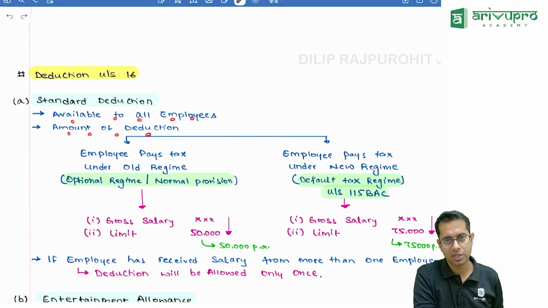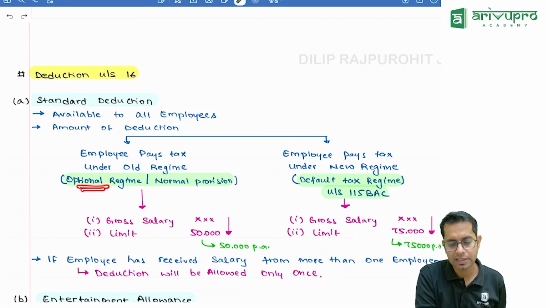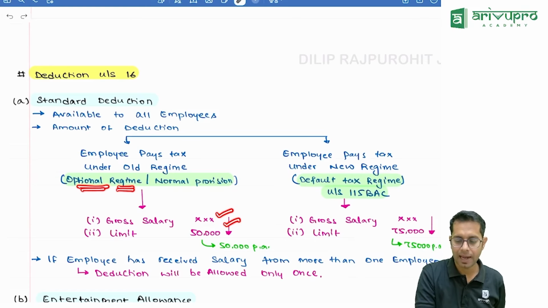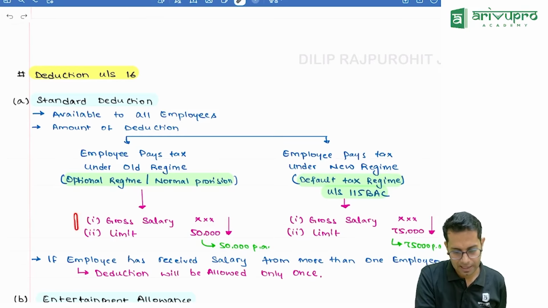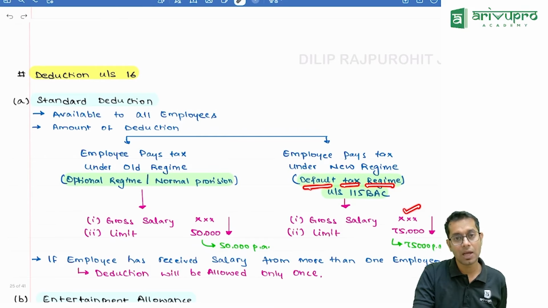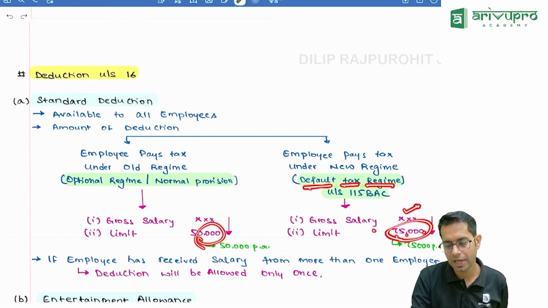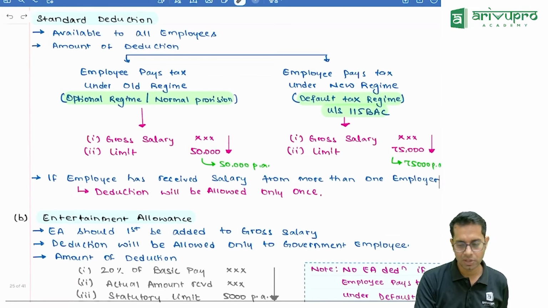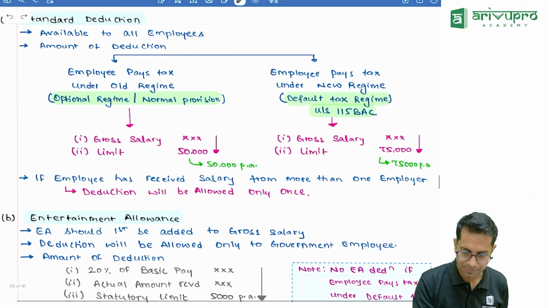The amount of deduction will be, if you are a person who is paying tax under optional tax regime, whatever salary is there, or 50,000 rupees in a year per annum, whichever is less. But if you are a person who is opting for default tax regime, then whatever salary is there, or 75,000 rupees. So instead of 50,000, for you, default tax regime, it will be 75,000 rupees, whichever is less.